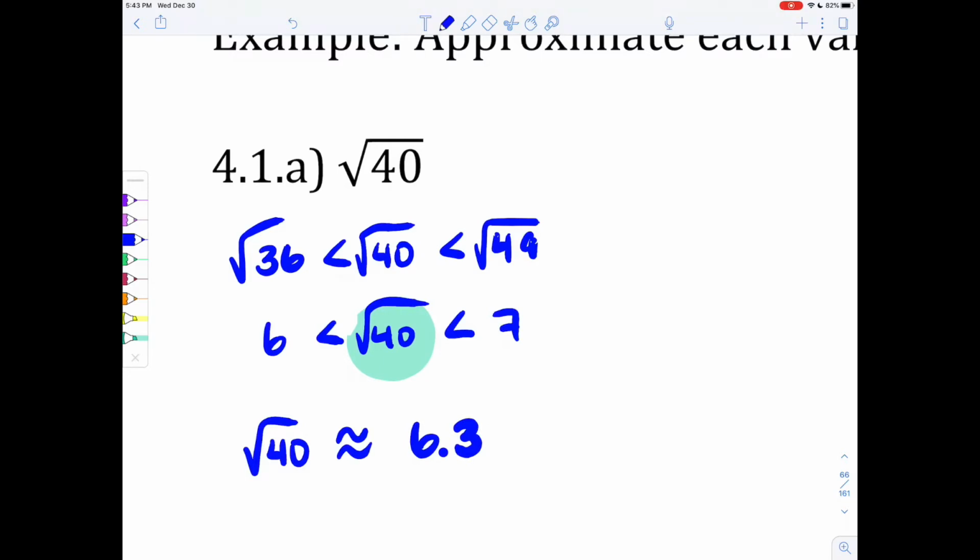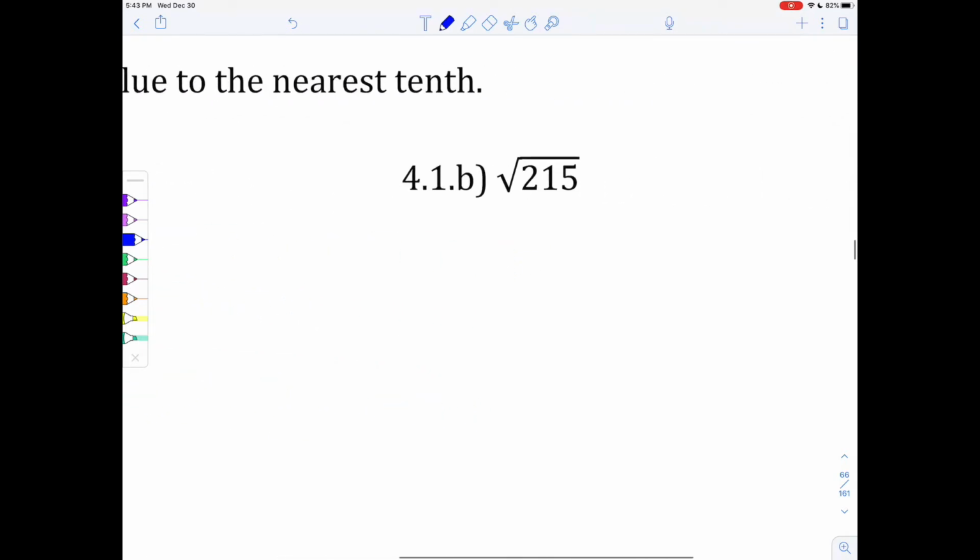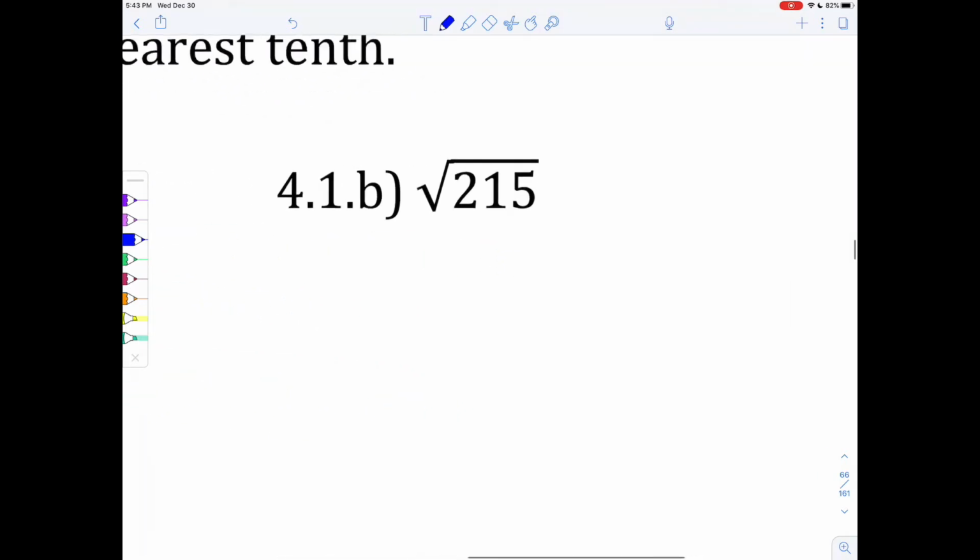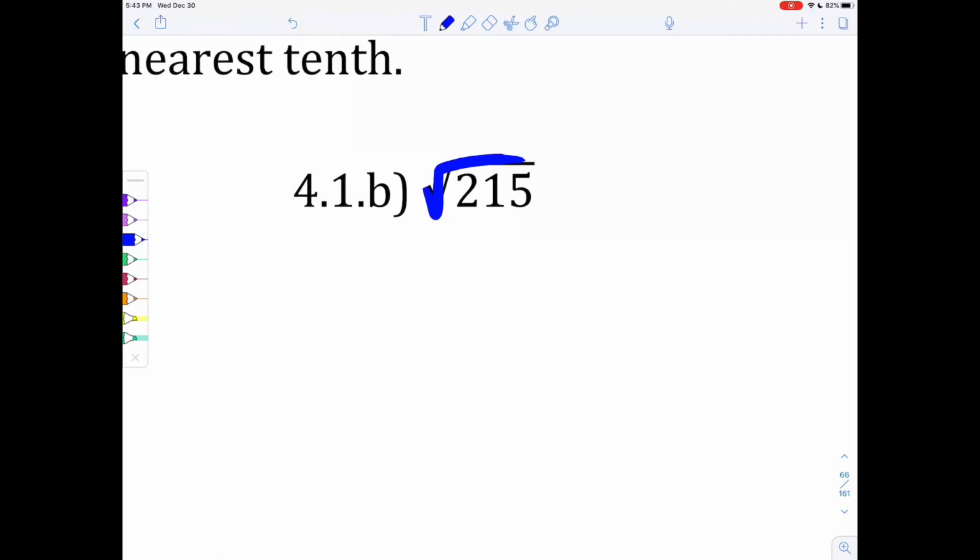So the square root of 40 is approximately equal to 6.3. Now we're going to try the next one as well. And again, we have a square root. And what I want you to do is see if you could pause and try this next one on your own. And then when you're ready, unpause, and I will be right here, ready to go through it with you.